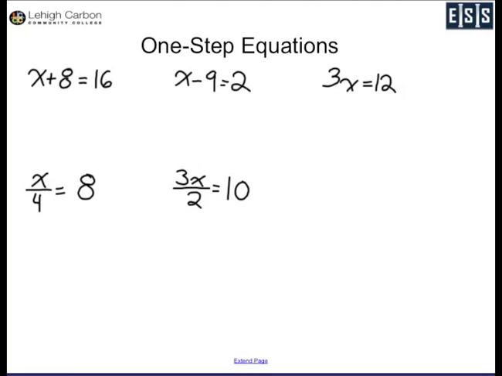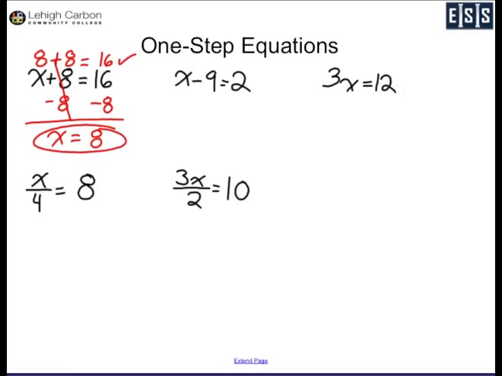So here we have some one-step equations. Our first equation is x plus 8 equals 16. In this problem I'm adding, so to undo adding, I subtract 8 from both sides. These are going to cancel out because positive 8 minus 8 is 0. I'm left with x equals 8. If I plug my answer back into the original problem, 8 plus 8 equals 16. That's correct. So this is my answer.